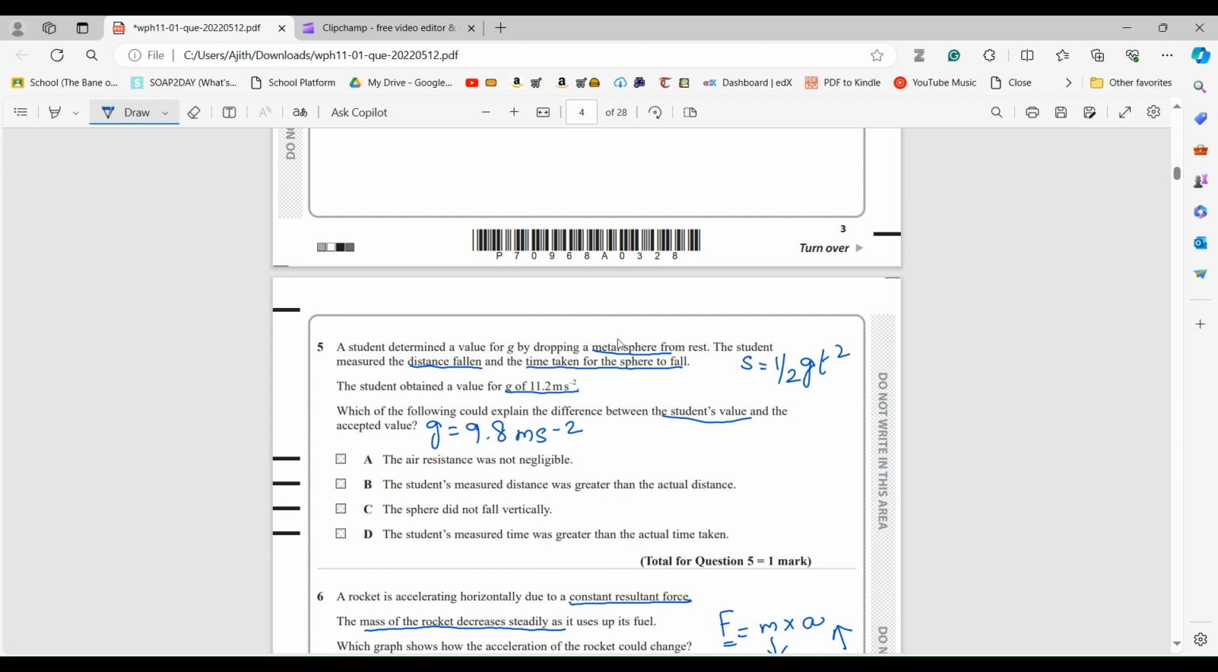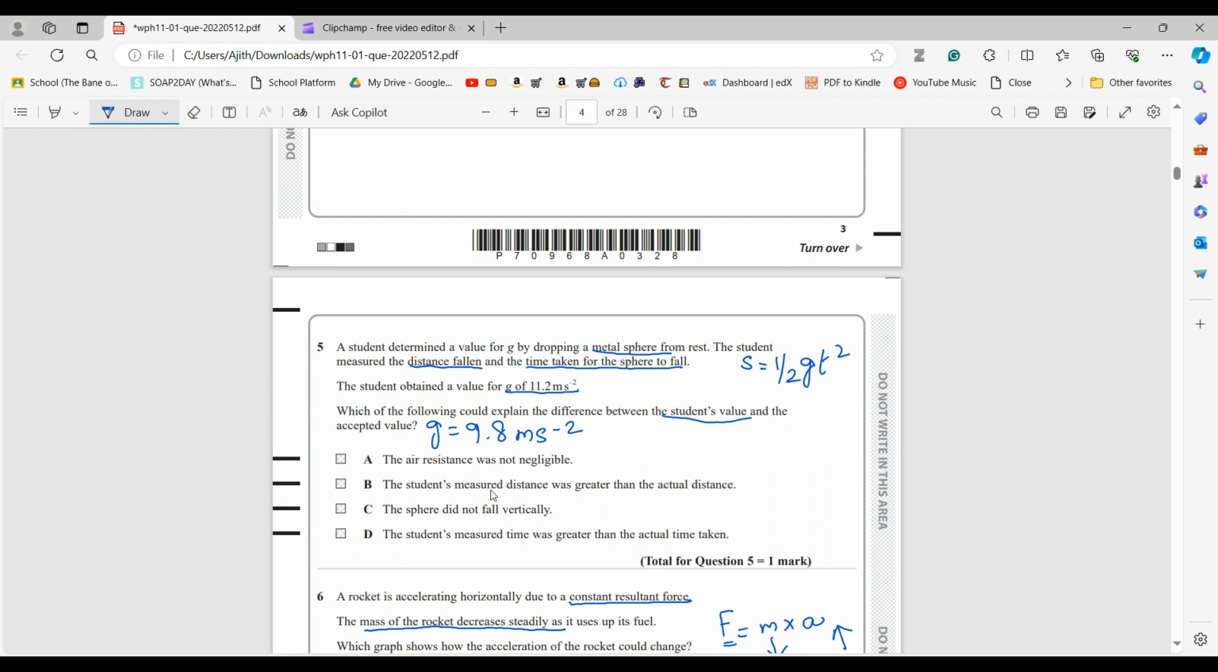Now let us look at the investigation again. So we will assume that the student is carrying out this practical in the laboratory. The equipment that he would be using is a meter rule to measure the distance fallen, and a stopwatch to measure the time taken. He is using a metal sphere to conduct this investigation. Metal spheres are smaller in size, so the surface area of the metal sphere is small. As a result, when it falls, the air resistance experienced by this metal sphere will be minimum. So you can neglect the air resistance experienced by this metal sphere when measuring and calculating the quantities. So the option A, the air resistance was not negligible, is not the correct option, because you can neglect air resistance in this investigation.